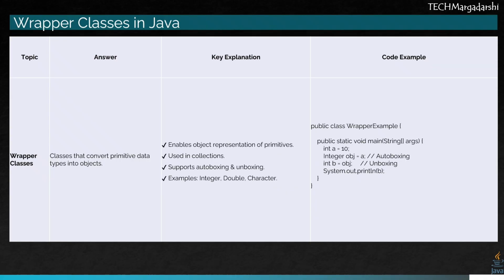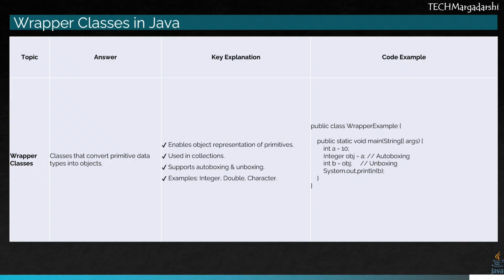Now, here is the last topic. In this slide, we are learning about wrapper classes in Java. Wrapper classes are used to convert primitive data types into objects. Java provides wrapper classes for all primitive types. For example, int to Integer, double to Double, char to Character, and so on.